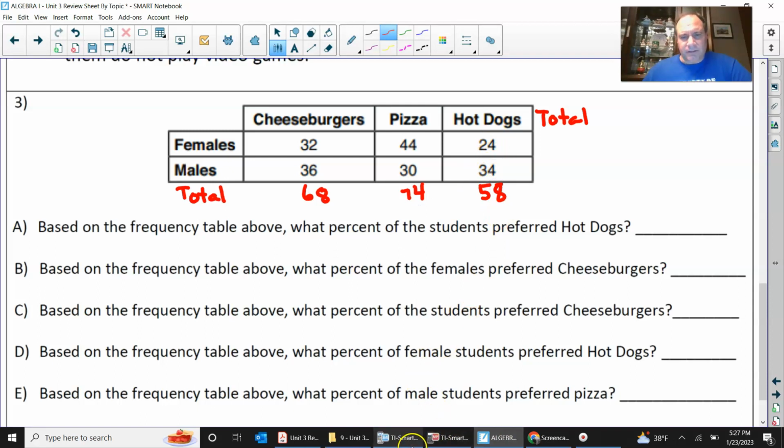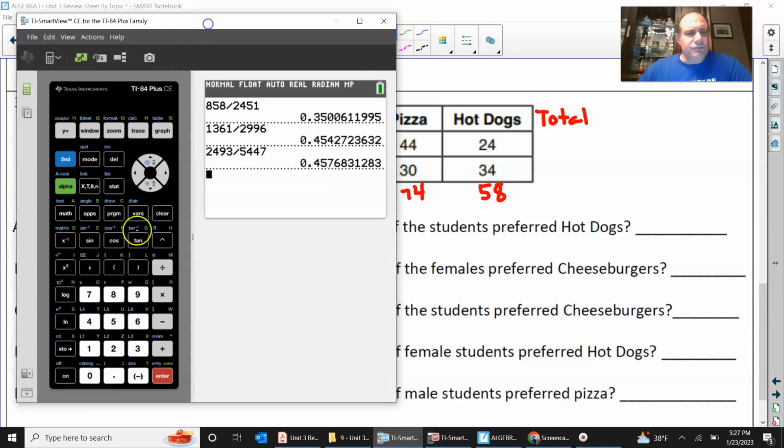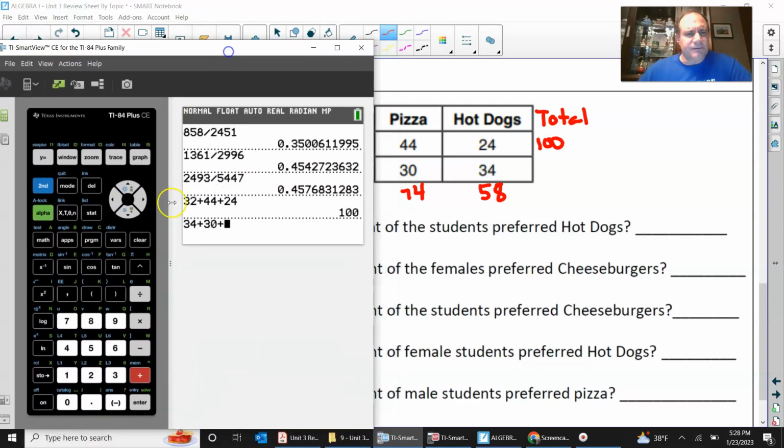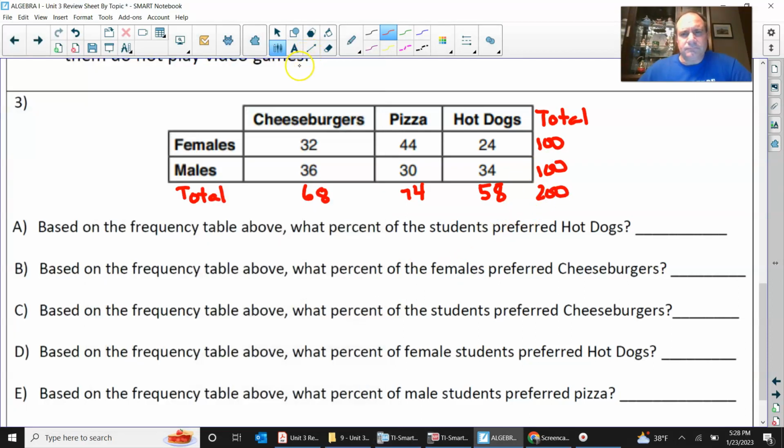And now I need my calculator. So I'm going to add right across. So 32 plus 44 plus 24, and that's 100. 34 plus 30 plus the 36. That's 100. 200. So females, males.